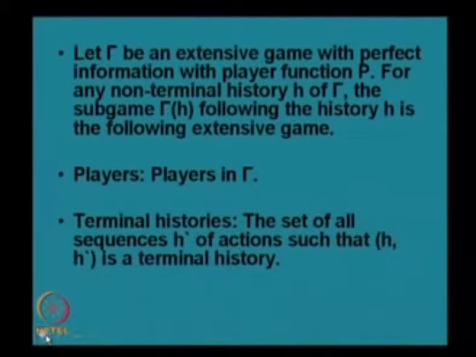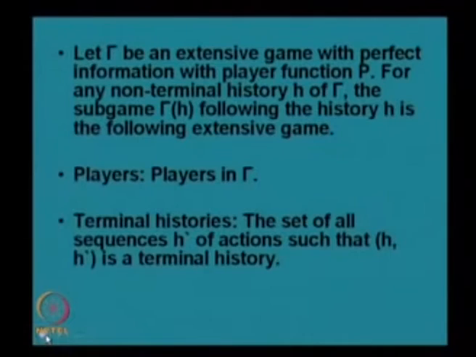So, if you remember, P is a player function which is applied over non-terminal histories, and if I apply P over H, a non-terminal history, then it gives me the identity of the player whose turn it is now to move, to take an action. For any non-terminal history H of gamma, the subgame gamma H following the history H is the following extensive game.